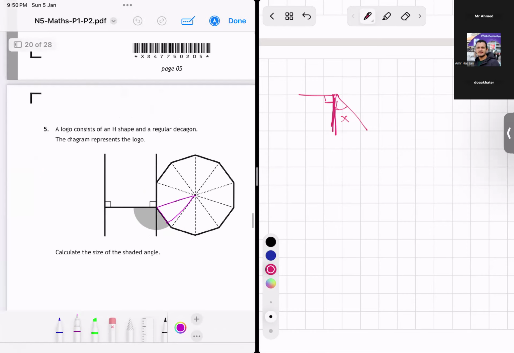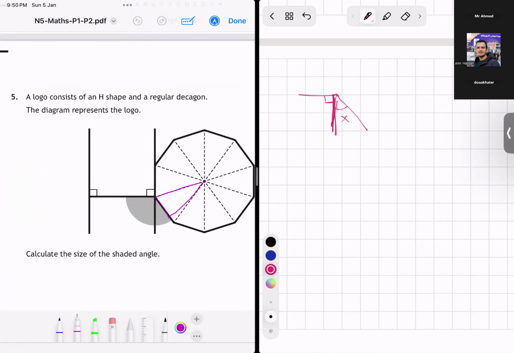Look at this one. We have the Head of Question logo, which consists of an H shape and a regular decagon. You know what the decagon stands for? A decagon is a polygon which consists of 10 sides, right? So the point is, you have accumulative angles. This one is 360, right? Divided by 10. Do you know why divided by 10? Because there are 10 sides, right? So it's going to be 36.